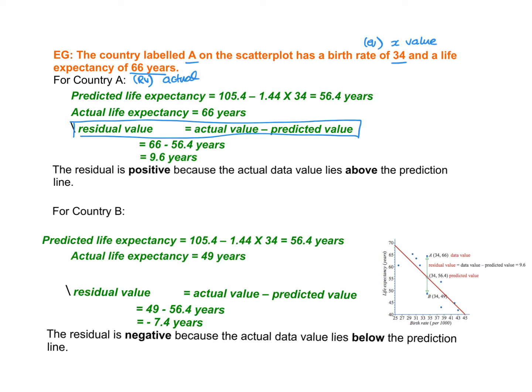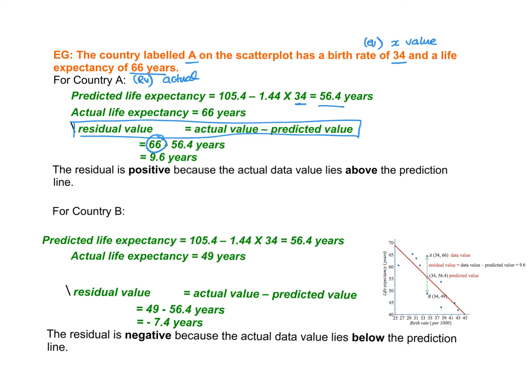Now, residual is the difference in the RV values. So I've got the actual here. So you can see we're going to do 66. But now I need the predicted. So I'll use the equation. So we popped in 34 because that's the X value, and we found out that was the predicted. And then we get the residual. So for this country, it was like 9.6 years off. So the actual was a bit higher than the predicted because it's positive.